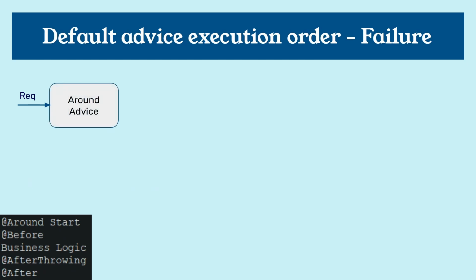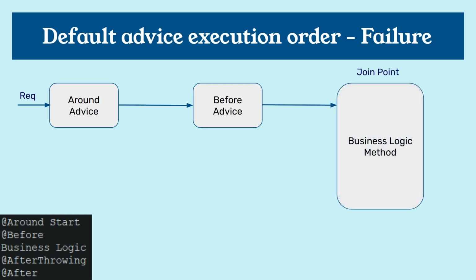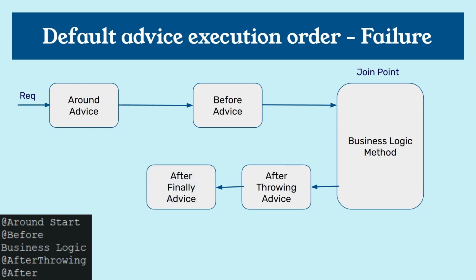In case of failure, what happens? Similar kind of execution takes place. The request comes to the around advice, and then before advice is executed, then our actual business logic method is executed. On failure of this business logic method, after throwing advice is executed. After that, after finally is executed, and the response is sent back to the caller. And here the response is not some data, but an exception. And a similar kind of logic applies to the failure order of execution as well.